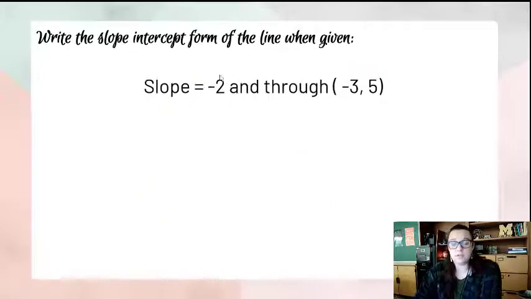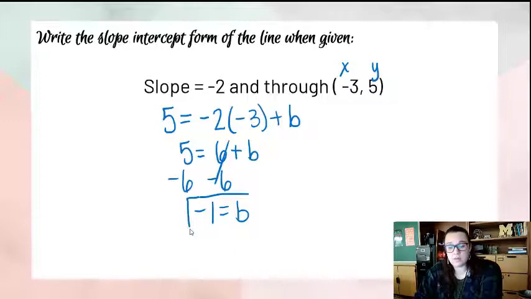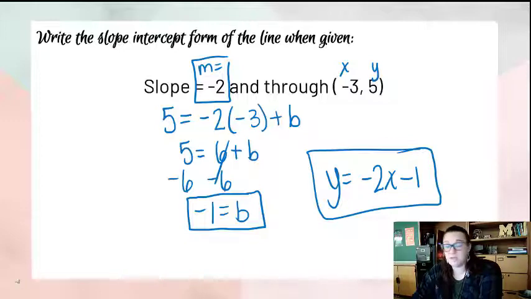Moving forward to another one, the slope is -2, and the x and y are -3 and 5 respectively. So now I've got 5 equals mx, so -2 times -3, plus b. -2 times -3 is 6. And then I can take away 6 from both sides. In this case, b equals -1. So I have my b and my m, and I can write my equation: y equals -2x minus 1. We're moving pretty fast here.